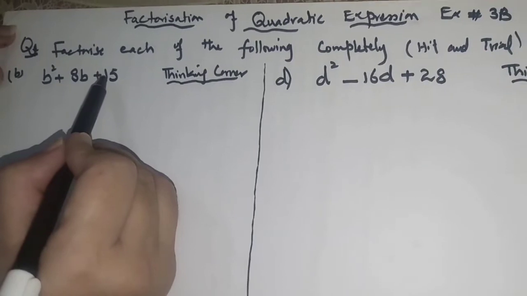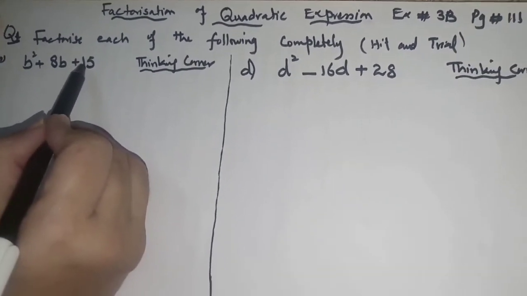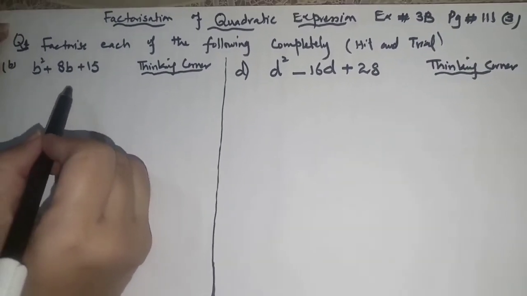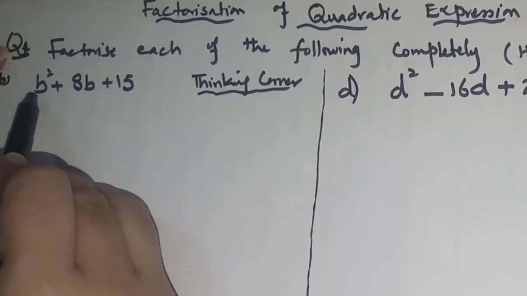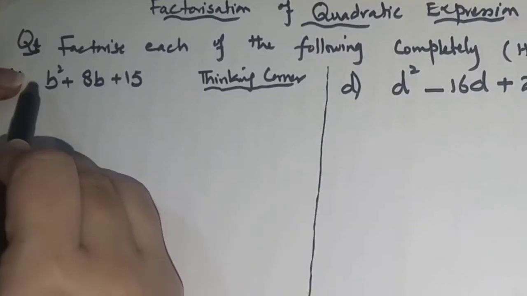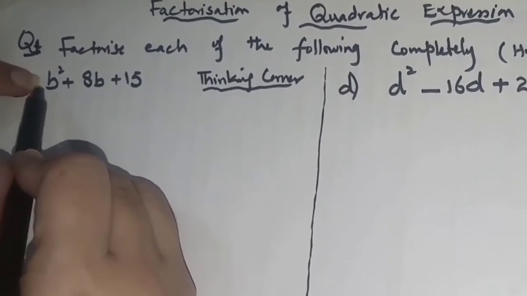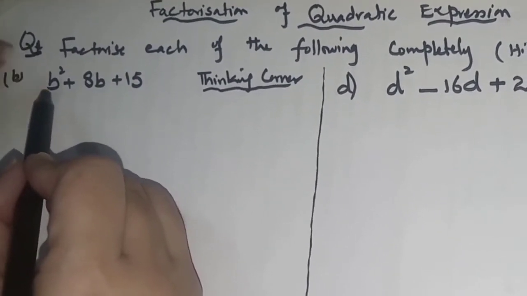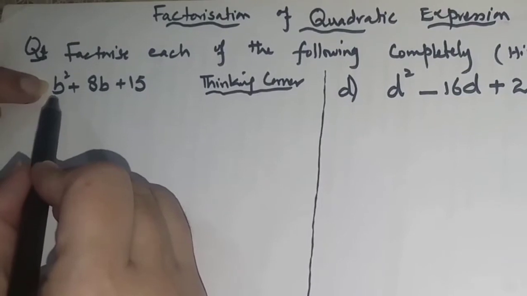There are certain important points to understand before solving the question. We have to check whether the expression is in standard form. The given expression is in standard form. Then we have to check what the coefficient of the square term is, whether it is 1 or not. Here the coefficient of the square term is 1.